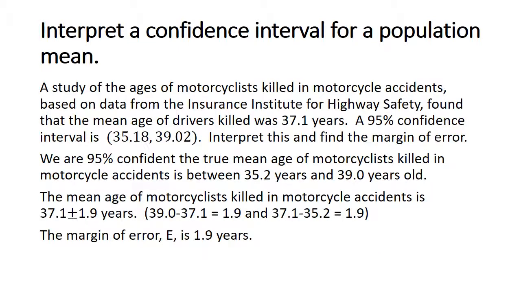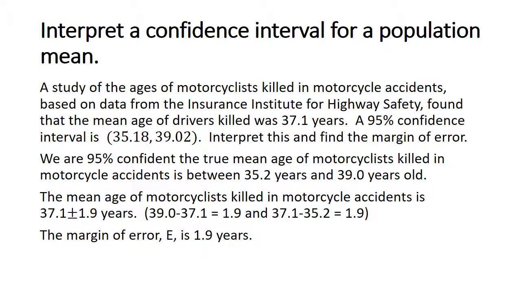So again, here's our problem and here's our interpretation. We are 95% confident the true mean age of motorcyclists killed in motorcycle accidents is between 35.2 years and 39.0 years old. This is 95% confident because we have a 95% confidence interval. We've got those two boundary values from the set of parentheses.